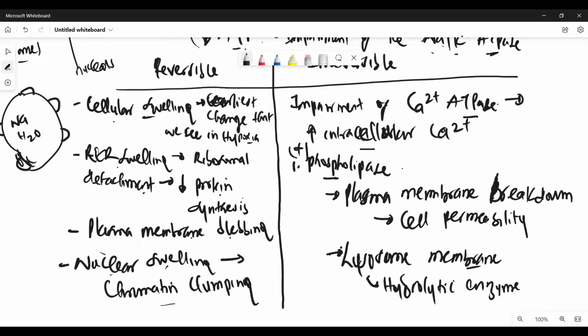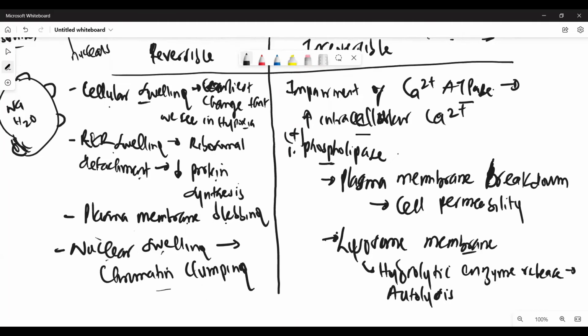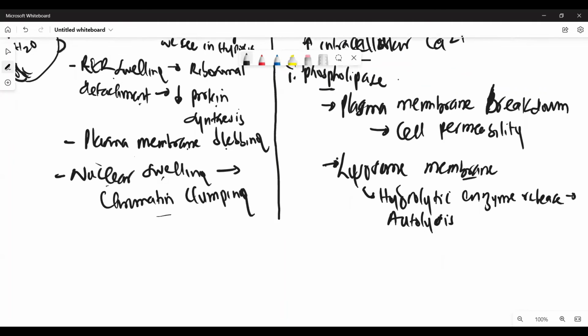Right? And then because the hydrolytic enzymes are released now, they have to start digesting the cell. And that auto-digestion is what we call autolysis, right? So they will start digesting themselves. So that's also another change that we can see as a result of the activation of this enzyme.